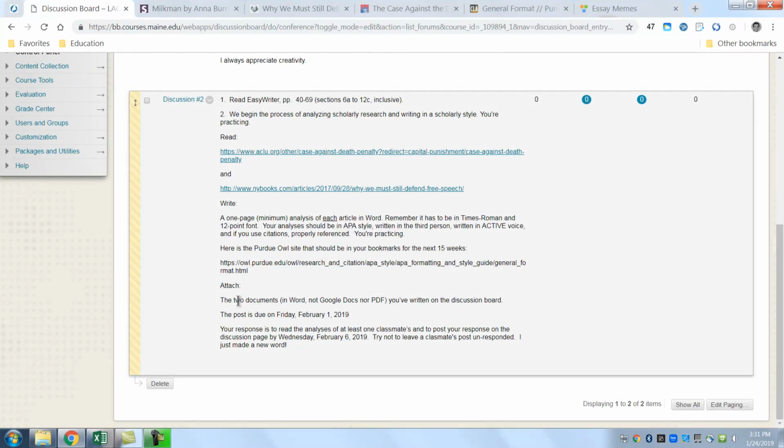So you're going to write the two documents in Word, not Google Docs, not a PDF. You've written it and post it on discussion 2. Alright, you can learn how to post it. It's not very hard. You can post two things at the same time on one post, by the way. You can attach two documents or more on one. So you don't have to do two separate posts. This discussion post is due on Friday, February 1, 2019. And you're going to respond to at least one classmate and post your response by Wednesday, February 6, 2019.